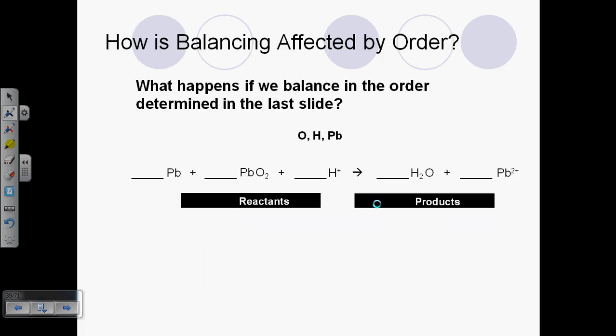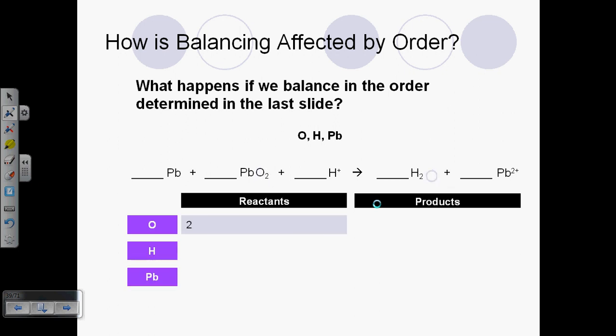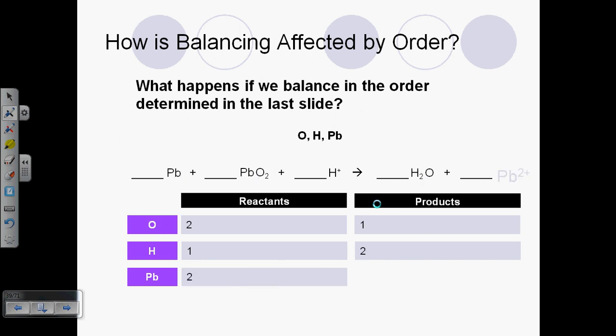So how can balancing be affected by the order that you use? Here we're going to look at oxygen first. There's 2 on one side, 1 on the other. Hydrogen, there's 1 on one side, 2 on the other. And then here we've got 2 lead and only 1 lead on the product side.